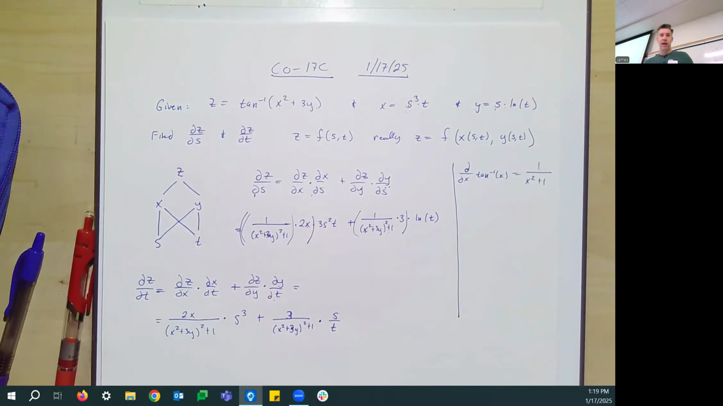Always, if you have questions, you're welcome to ask them. I think these chain rule problems using partial derivatives are fairly straightforward, mostly.